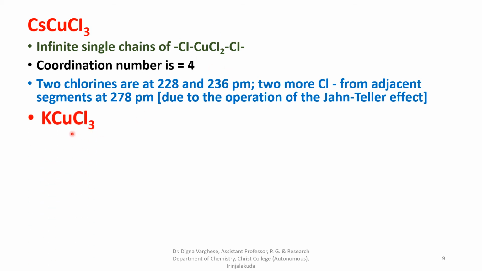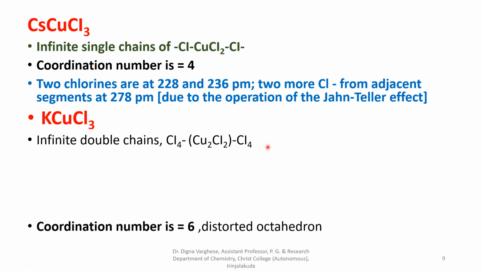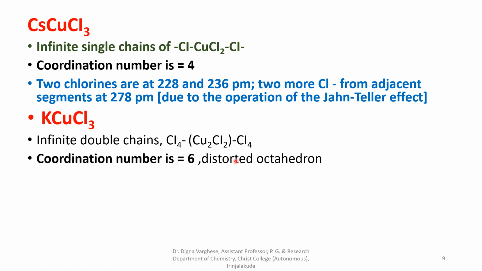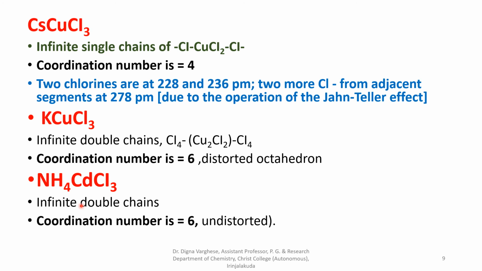Another one is KCuCl3. Here infinite double chains of Cu2Cl6 form. Coordination number is found to be 6, distorted octahedron. Here you can see another example, ammonium cadmium chloride. Here infinite double chains form and the coordination number of cadmium is 6. It is undistorted. So these complexes seem to be coordination number 3, but they are really not.